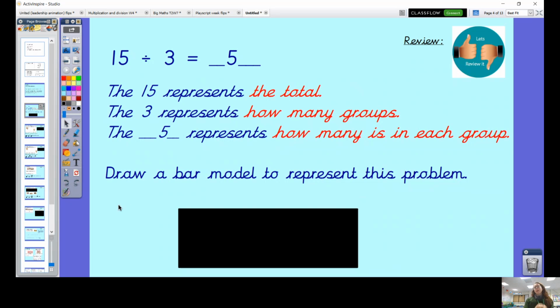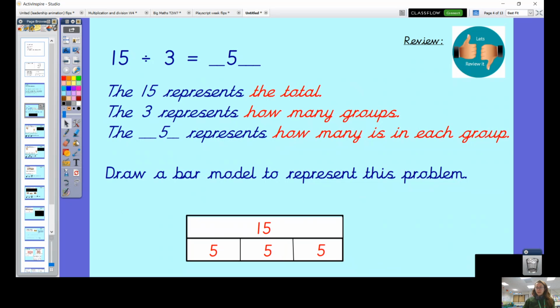I wonder if you could have a go at drawing a little bar model to represent this problem. So again, with your pencil and your ruler, have a little go. Think carefully about how many parts need to be in this bar model. So our bar model has 15 as the total, and it has 3 little parts because there are 3 groups and there are 5 in each group.